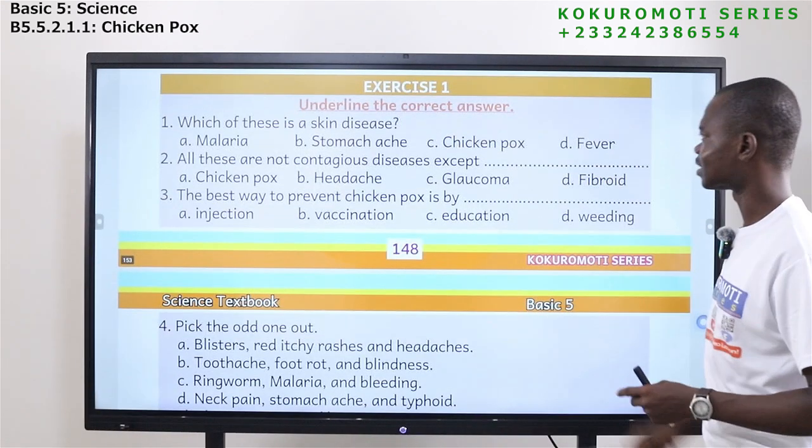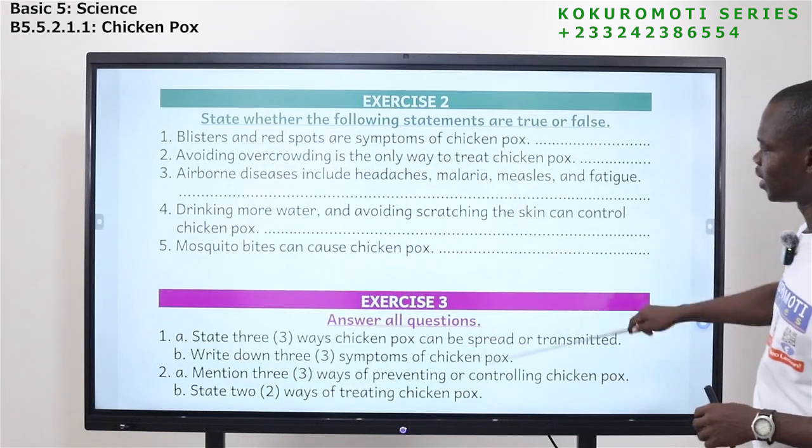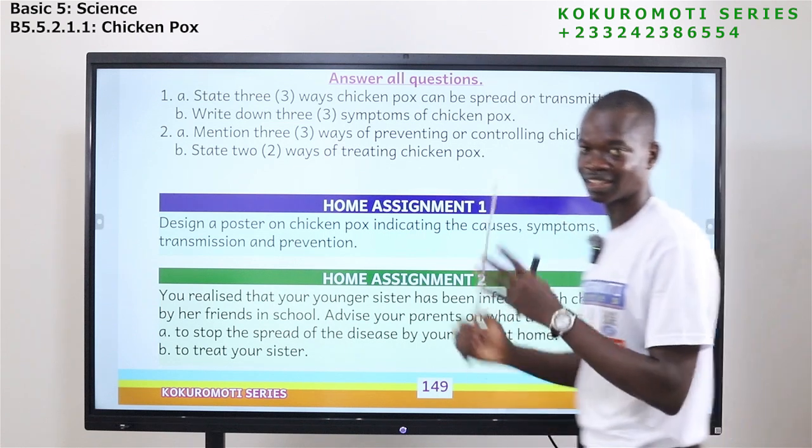Now let's look at the exercises. We have exercise 1 here. We have exercise 2 here. Exercise 3 is here. Home assignment 1, home assignment 2. So these are the things that you should do.